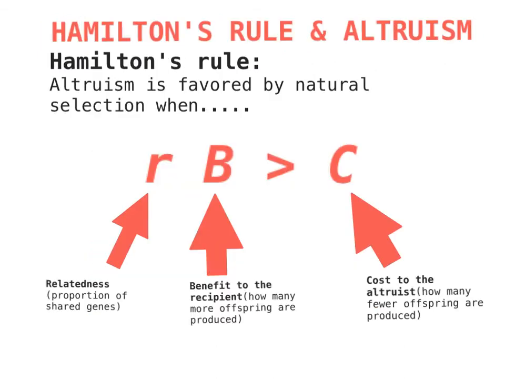Now let's discuss Hamilton's rule. Altruism is favored by natural selection when R times B is greater than C, or otherwise written as R times B minus C is greater than 0. R stands for relatedness, which is the proportion of shared genes. B stands for benefit to the recipient, which is how many more offspring are produced. C stands for the cost to the altruist, which is how many fewer offspring are produced.